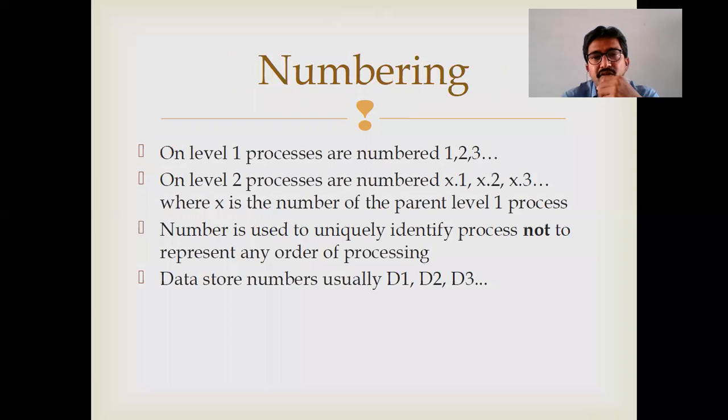Labeling, balancing. Now let me see. Numbering means for level 1 it is 1, 2, 3. If it is level 2, x.1, x.2, x.3, like this, where x is the number of the parent level 1 process. So the number is used to uniquely identify a process, not to represent any order of processing. Now data store numbers are usually D1, D2, D3. Like this we are labeling over there.